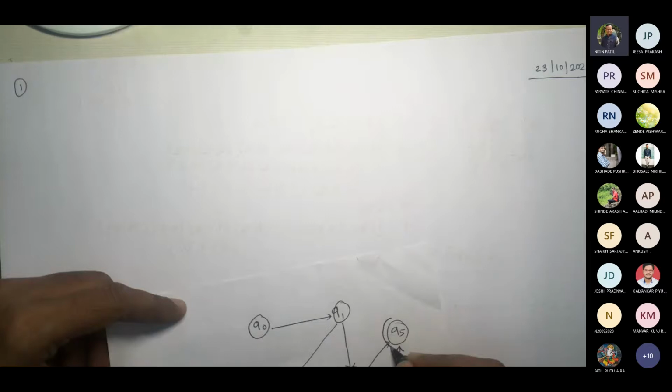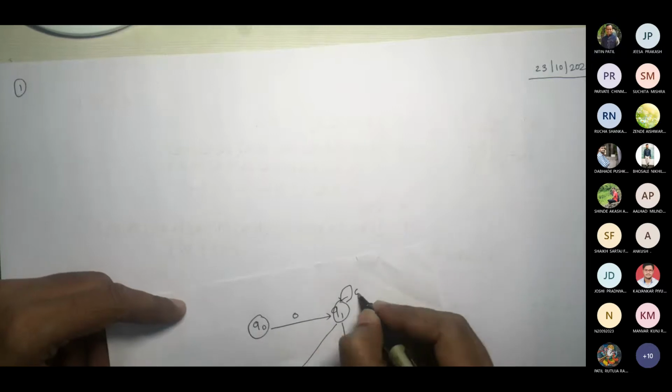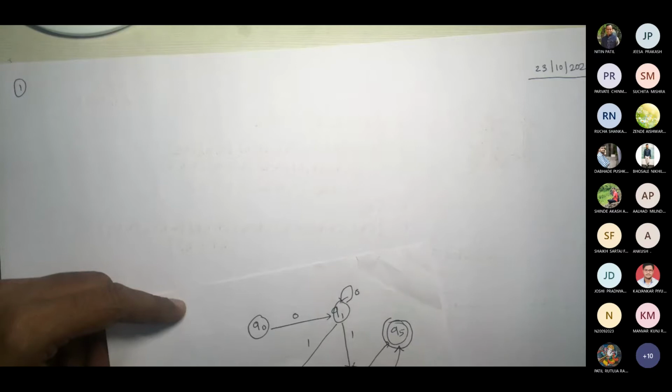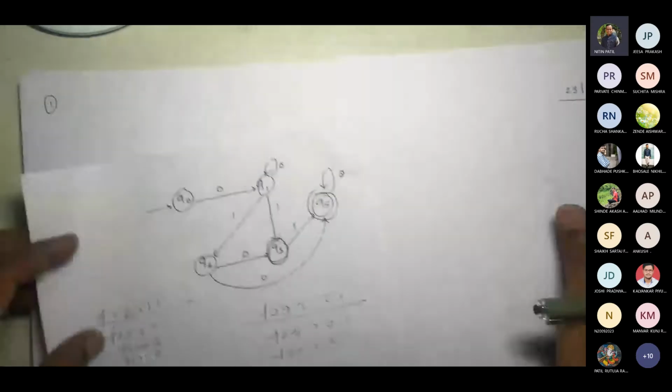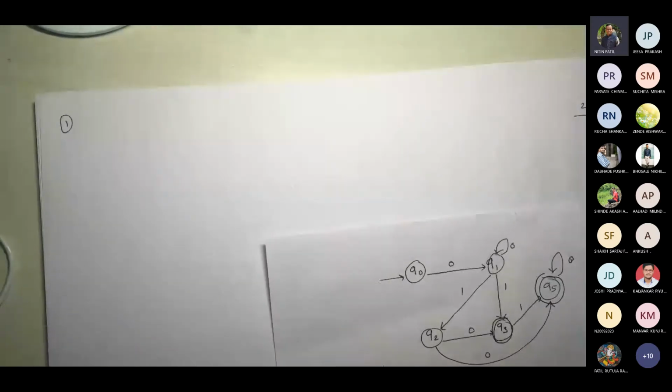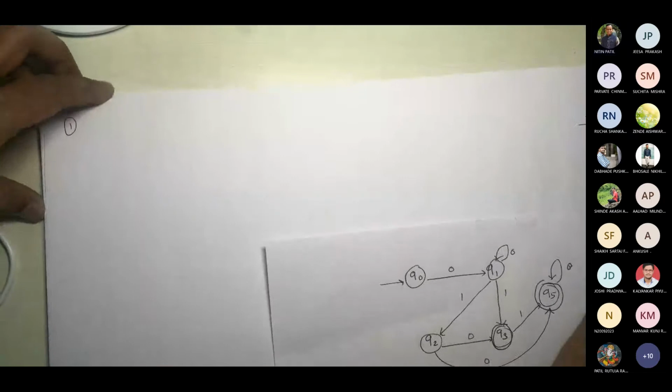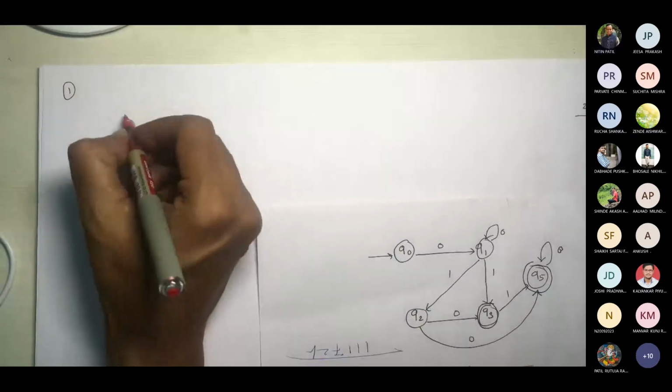So this would be final. There would be 0, 0, 1, 1, 0, 0, 1, 0. Fine. So we'll take this example. Side by side you try to draw it. So let me draw this diagram. We are taking one example.